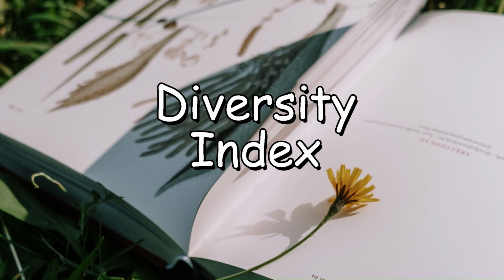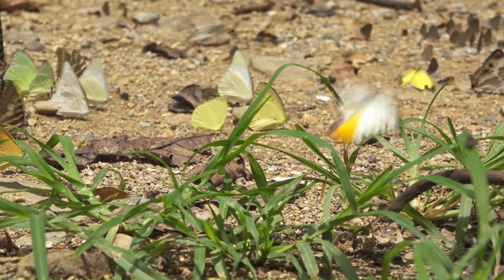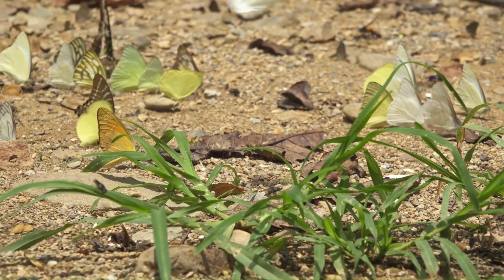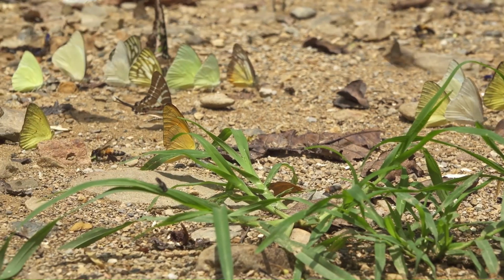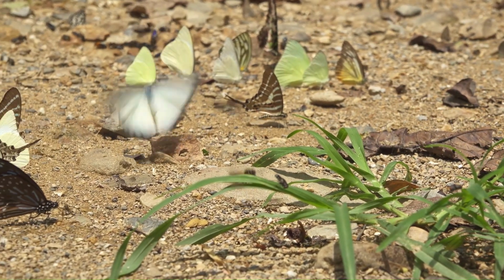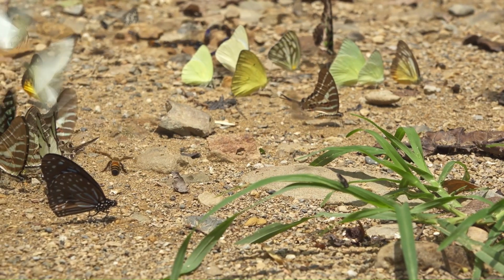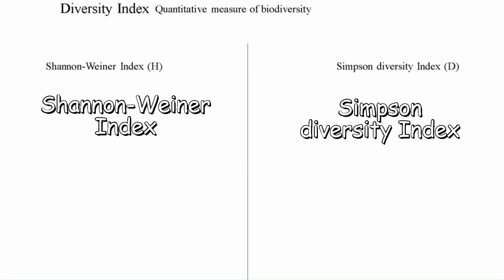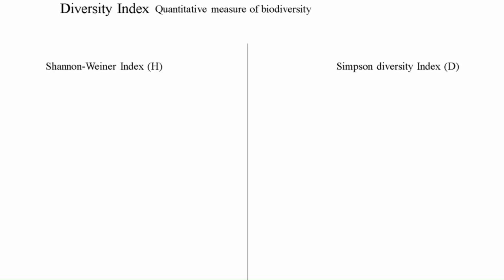The diversity index is calculated using different methods. There is more than one way to calculate a biodiversity index. However, we have mentioned only two very important diversity indices. They are the Shannon-Weiner index and the Simpson diversity index. Both the indices are calculated by their respective formulas.